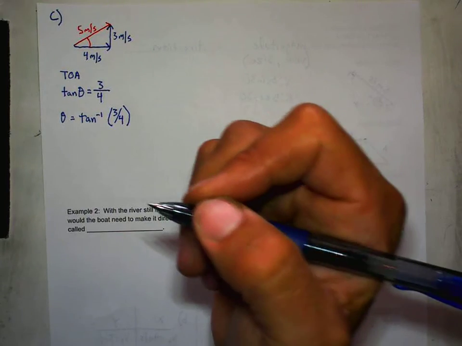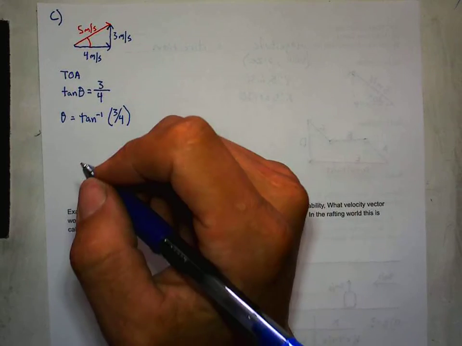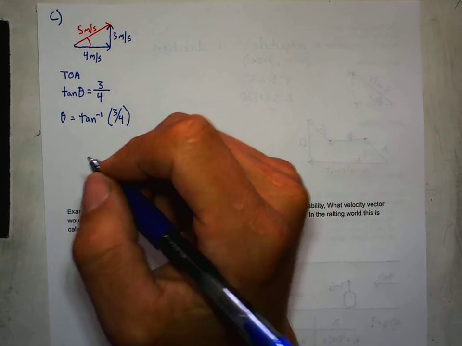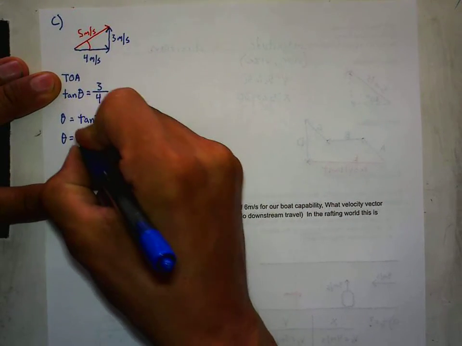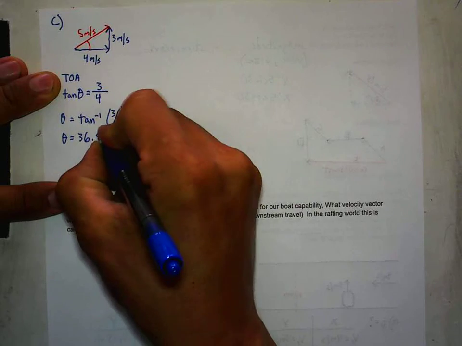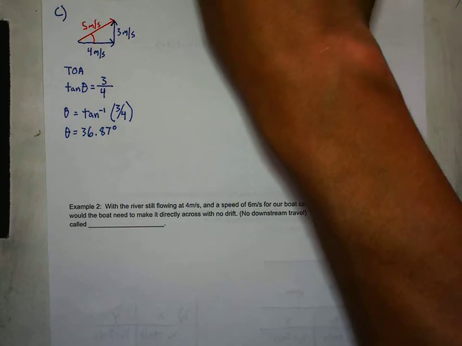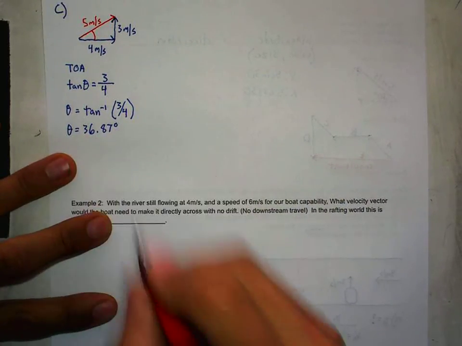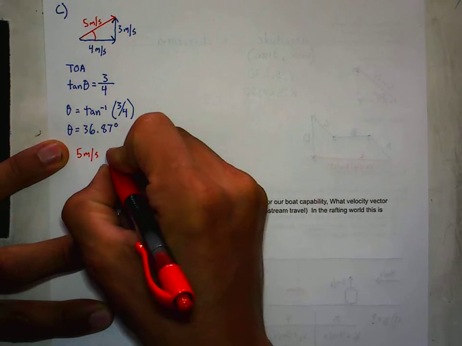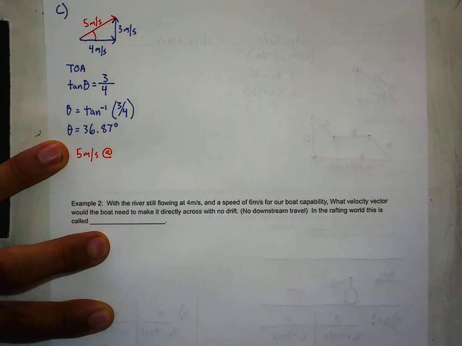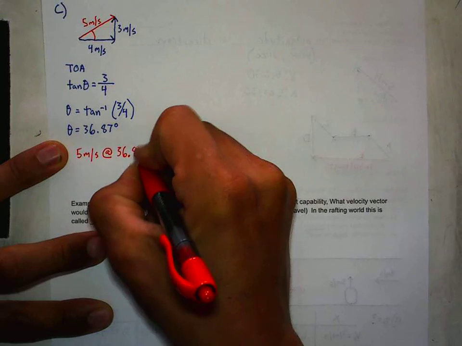If I had my little name tiles, I'd call on you guys. Let's see, how about you guys? What'd you guys get? 36.87? Yeah, okay. Theta equals 36.87 degrees. So here's how we're going to write our final answer. Part C, the velocity is 5 meters per second. And then I like the little at symbol, at 36.87 degrees.